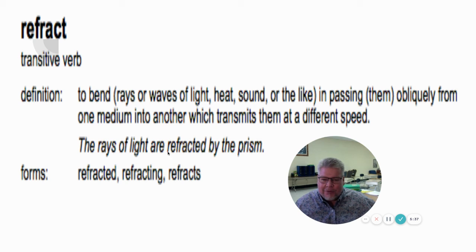The rays of light are refracted by the prism. Now, how could these glasses change the light? Well, they're a lens, so the light's coming from the air and hitting that lens. And that's what's causing the refraction, because they're coming through a lens or a piece of glass that's curved to direct the light a certain direction as it's refracted. So forms of the word refract would be refracted, refracting, and refracts. All right. Now, don't be surprised if one of your questions comes from this definition page right here, okay?